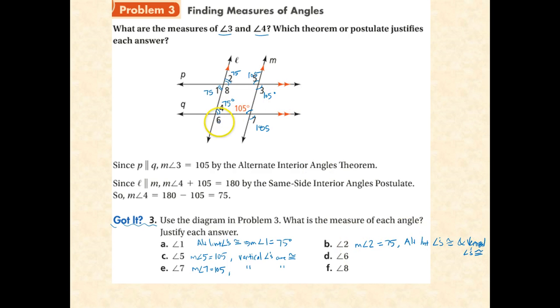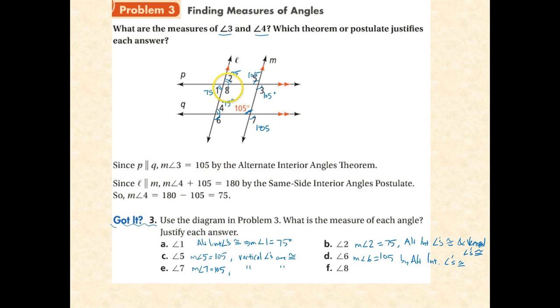Measure of angle 6. Well, let's see. If we think about L and M being parallel and Q as the transversal, then we got alternate interior angles here. So we got measure of angle 6 equal to 105 by alternate interior angles congruent.